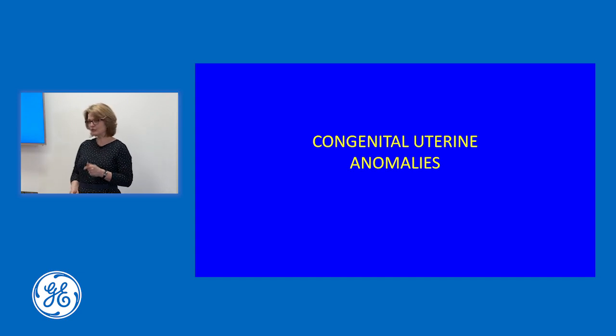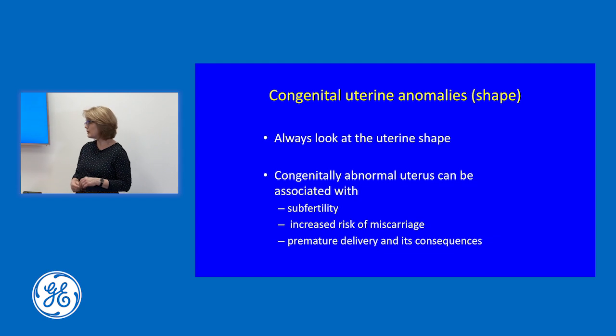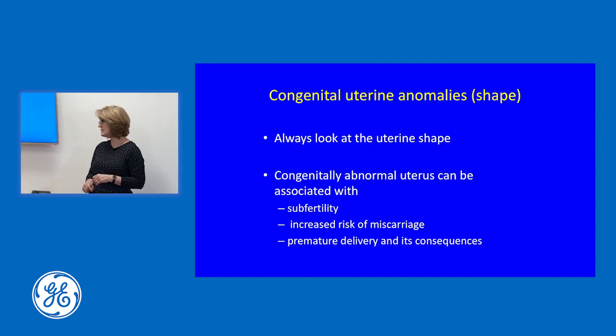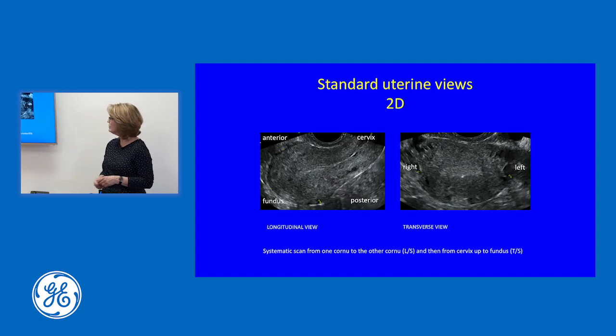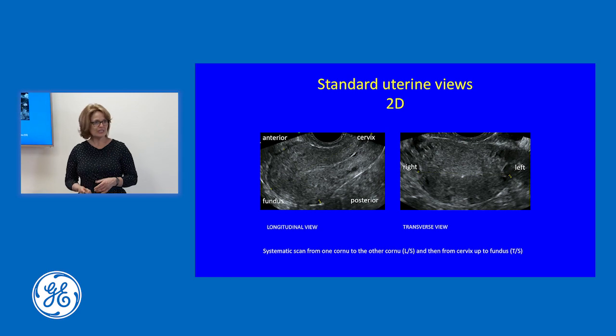It's most useful probably for the diagnosis of congenital uterine anomalies. You should, when you're doing a scan, always look at the uterine shape, because a congenitally abnormal uterus can be associated with subfertility, miscarriage and premature deliveries. When we look at the shape, we look at it in 2D to start with.